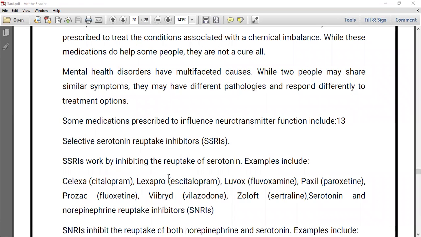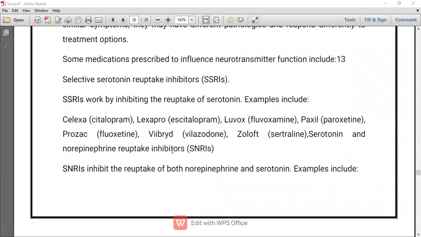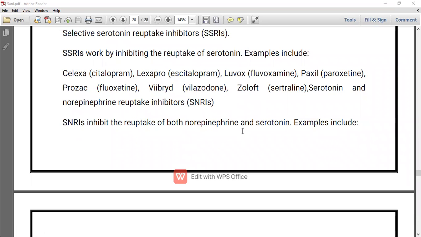Some medications prescribed to influence neurotransmitter function include selective serotonin reuptake inhibitors. These inhibitors work by inhibiting the uptake of serotonin. Examples include Celexa, Lexapro, Luvox, Paxil, Prozac, Zoloft, and serotonin and norepinephrine reuptake inhibitors. It means that everybody has a different pathological condition, and everyone has different selective serotonin reuptake inhibitor receptors. It means that these are the medications which act on serotonin.